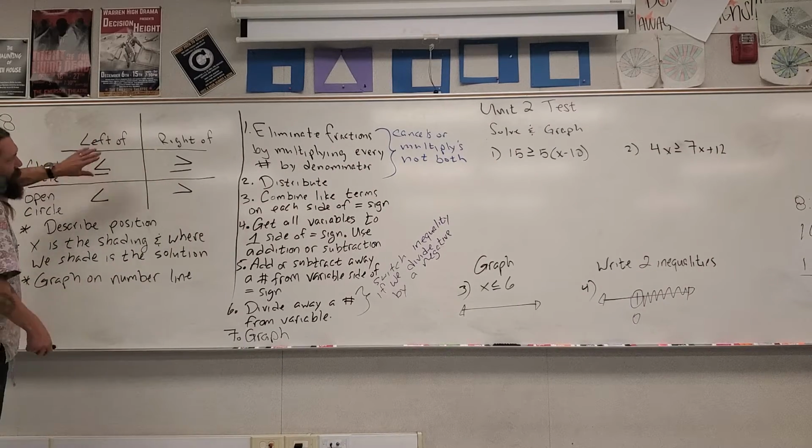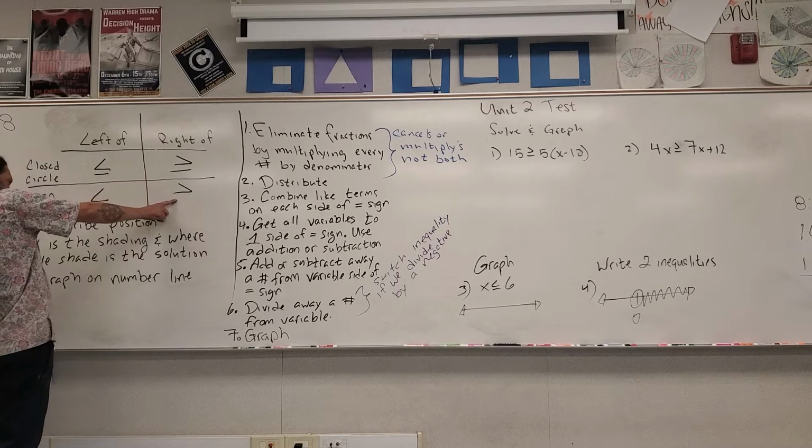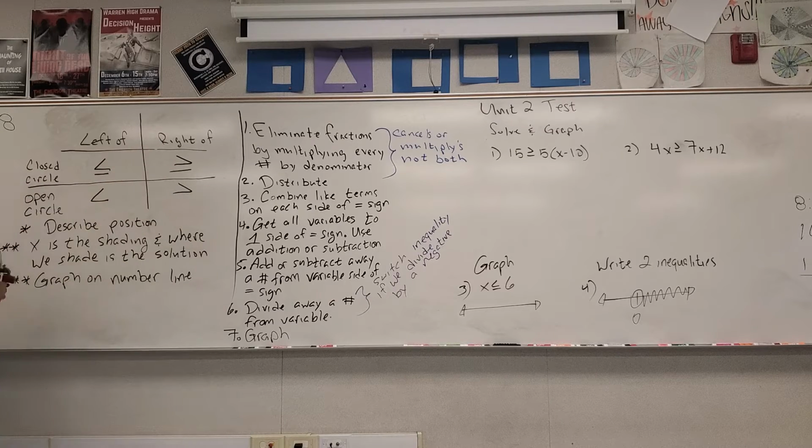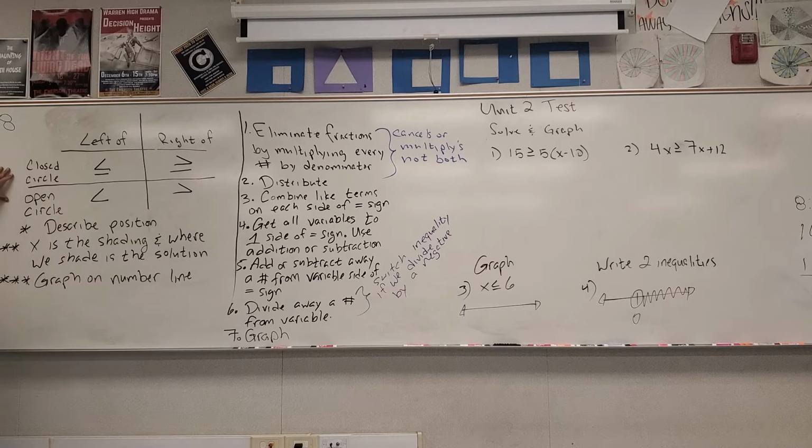So here I have a little chart that talks about the inequality symbols, less than or equal to or less than. Let's think of these as left of. Greater than or equal to, or greater than. Let's think of these as right of. And I do want to point out, look at how I wrote the letter L. It looks like the less than or left of symbol. If I have these symbols, my circle will be closed. If I have these symbols, my circle will be open. And remember, these describe position. Variables, or x, are the shading. And where we shade, that's the solution. And we graph on the number line.